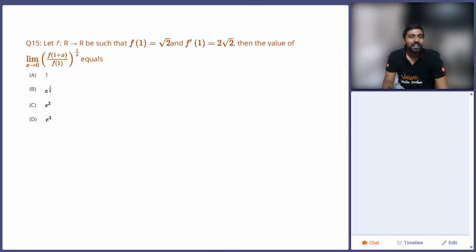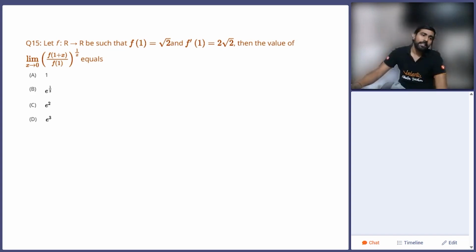Okay. Wonderful. Moving on, let's have a look at the next one. What do we have over here? Your function which goes from R to R, f of 1 value is given as root 2, f dash of 1 is given as 2 root 2. What is the value of the limit as x tends to 0 of f of 1 plus x upon f of 1, entire expression to the power 1 by x?